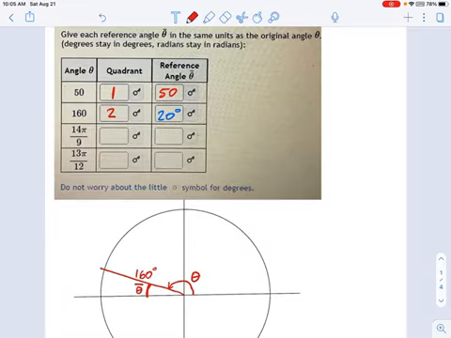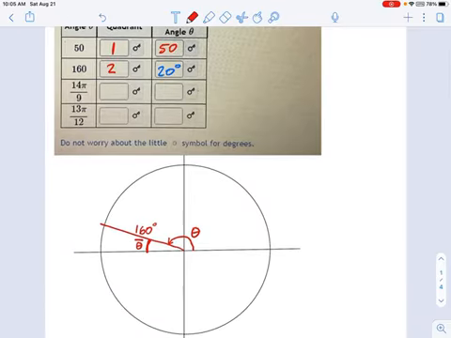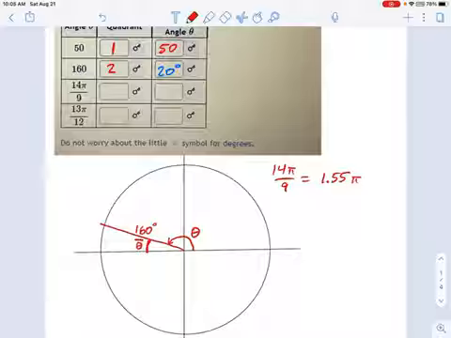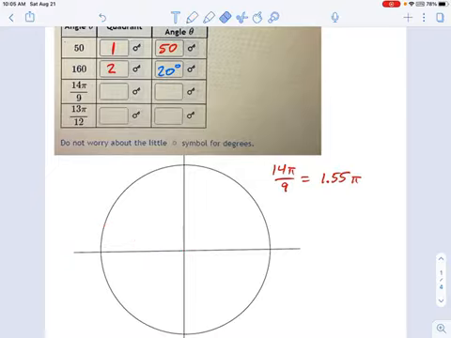So 14 pi over 9. Well, that's a little difficult to think about. Where's 14 pi over 9 on the unit circle? I would just divide 14 by 9. So 14 pi over 9, according to my calculator, is 1.55 pi. Which means, let me get rid of this other junk in the way. What is 1.55 times pi around the unit circle? Well, I know that this is 2 pi. Okay, so I'm not going that far.